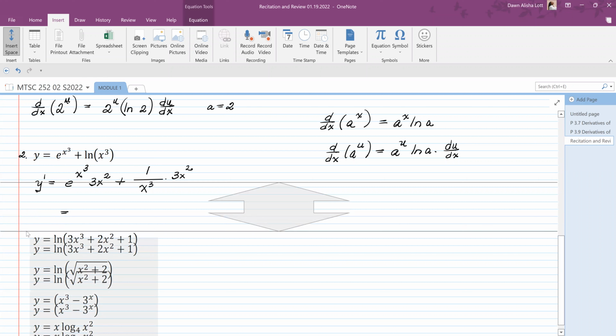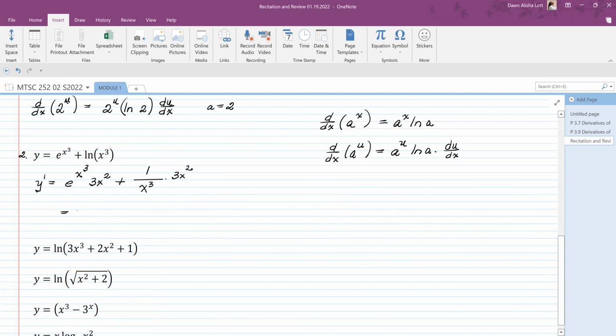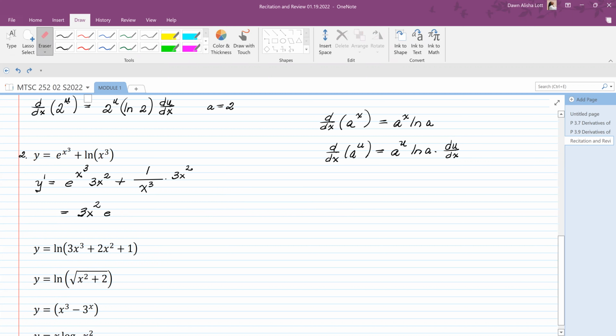Okay, so this is 3x squared e to the x cubed. Whoa, that doesn't belong down there. Move that. E to the x cubed, and then, as you said, plus 3 over x. Excellent, excellent, excellent. Okay.